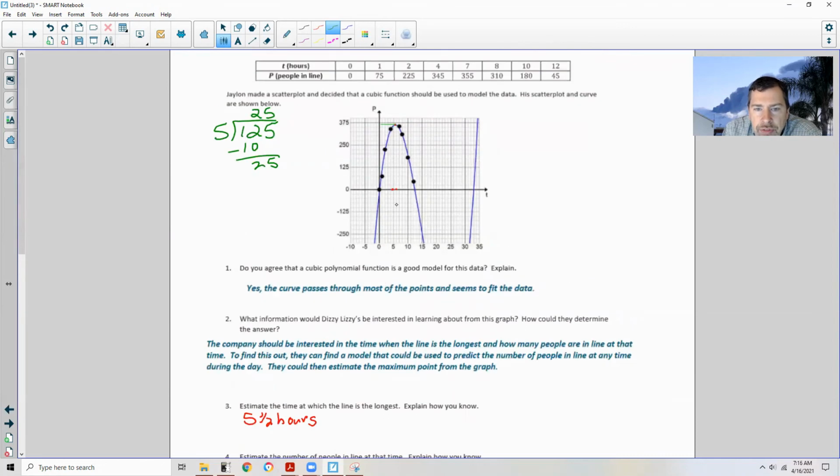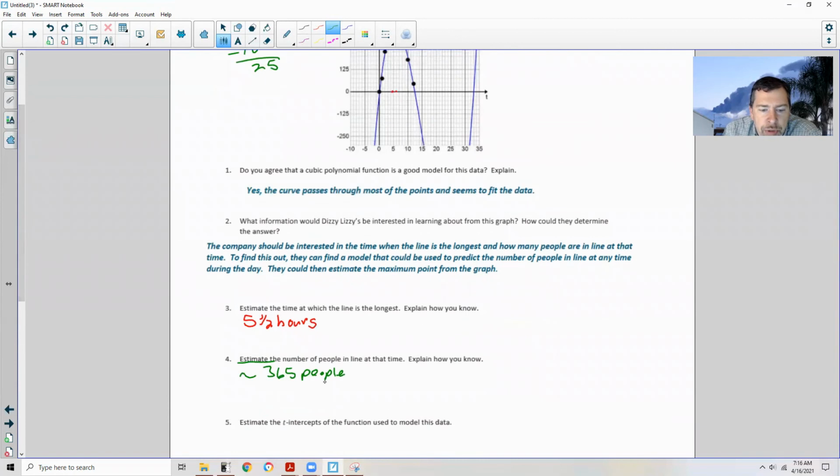Let's see, 5, 6, 7. So it should be higher than that. So it's continuing to go up above these because it's above this. The middle is more than at my point at 7 hours. We are higher. Okay, so I will stay with that approximate 365 people.